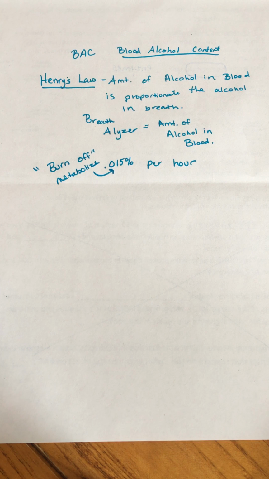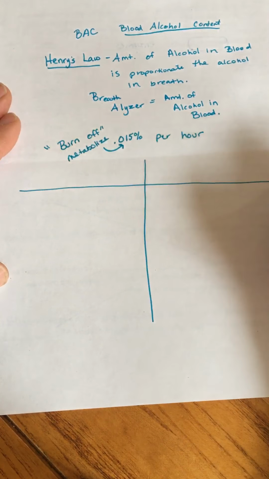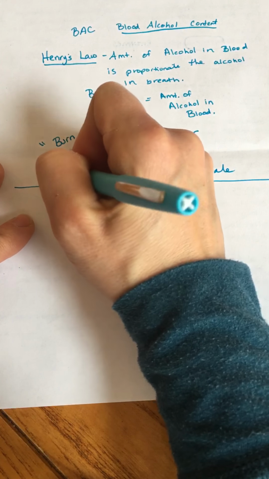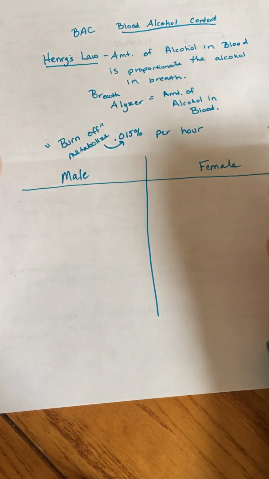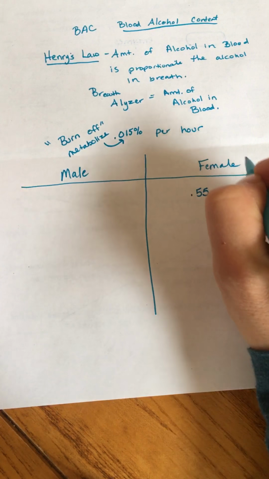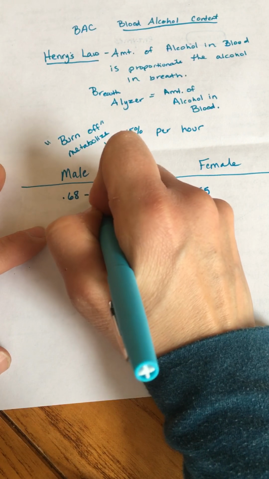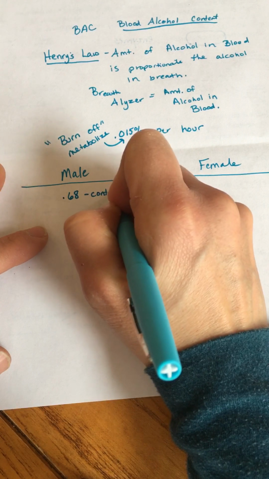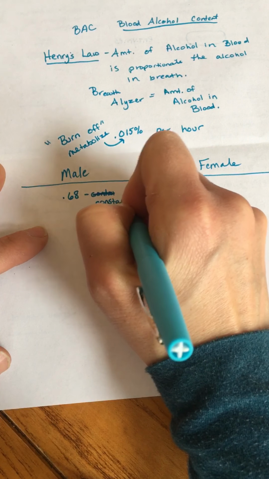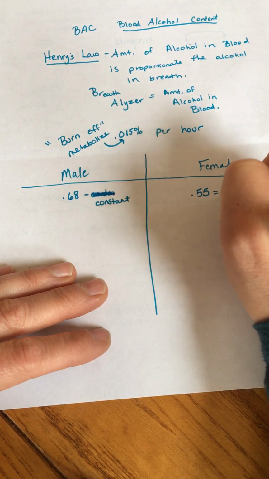All right, so let's do 2 side by sides. Let's do a male and a female. We're almost done. Hang in there. All right, so we have a female on this side. We have a male over here. Now, females actually have a different constant. Remember, we talked about the amount of fat in our bodies versus the amount of fat in a male's body. So males, you have a constant of 0.68. And 0.55 is the female's constant.